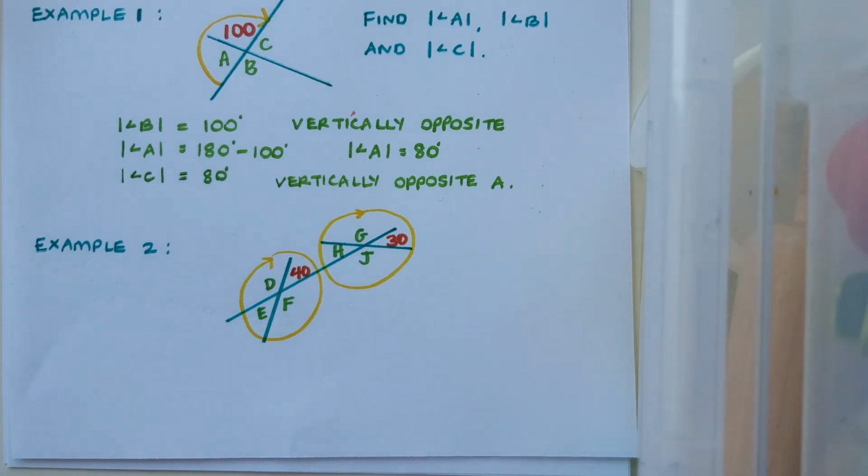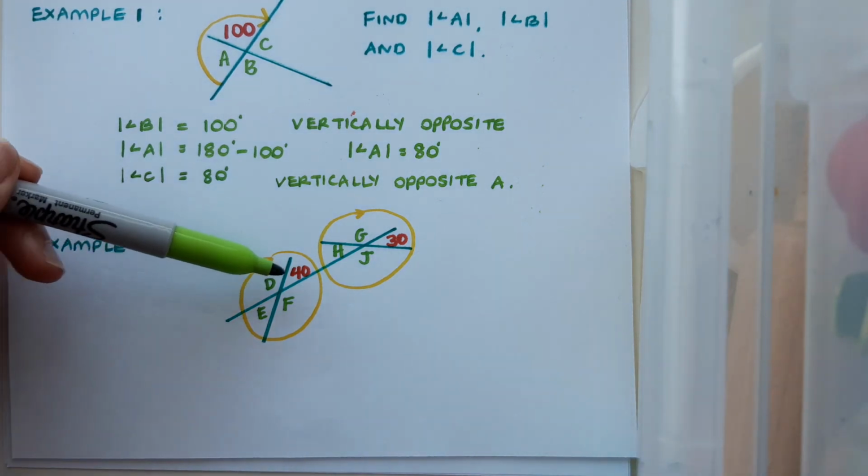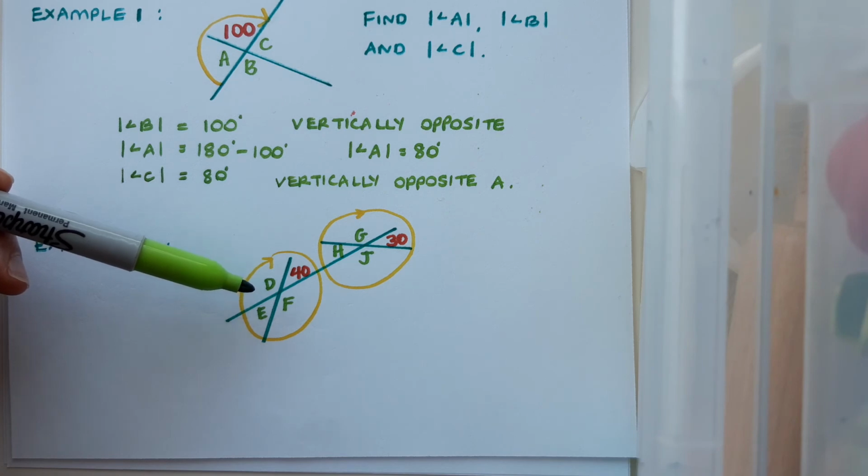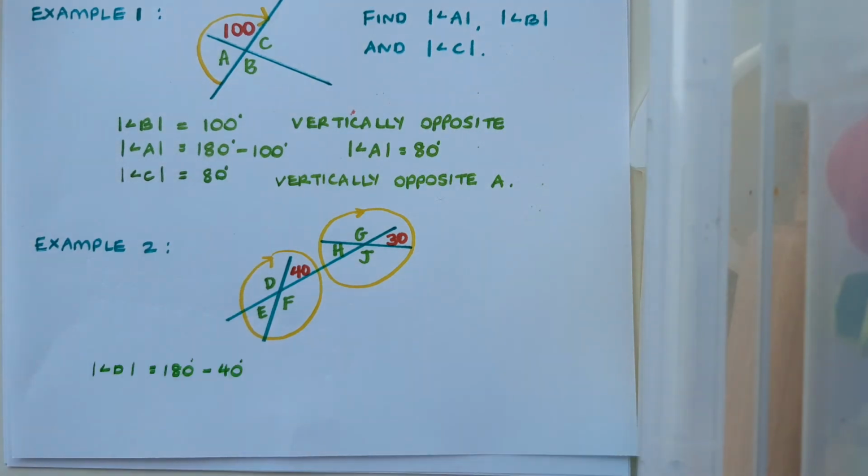The first thing to notice is that I'm treating these two parts of the diagram like completely separate questions. They're not really connected aside from this line that travels through both of them. The angles in this bubble are different from the angles in this bubble. So looking at D, E, and F first of all. D and 40 are supplementary angles. They add up to 180 on a straight line. So I can simply take 40 from 180 to find D, and D equals 140 degrees.